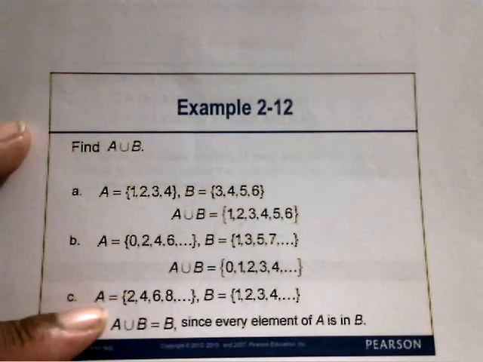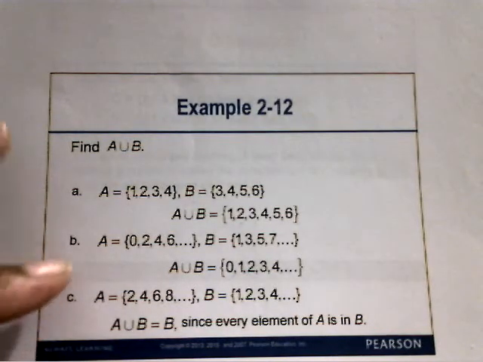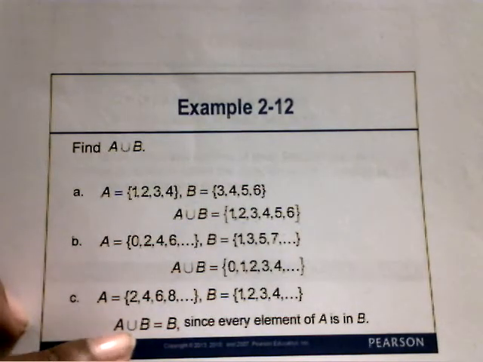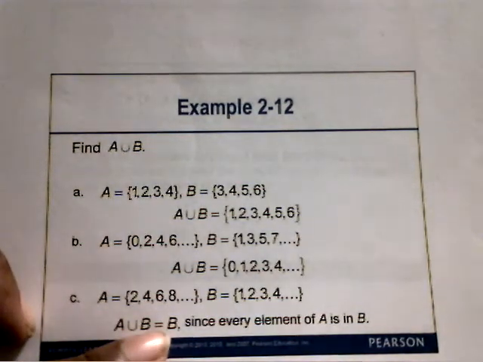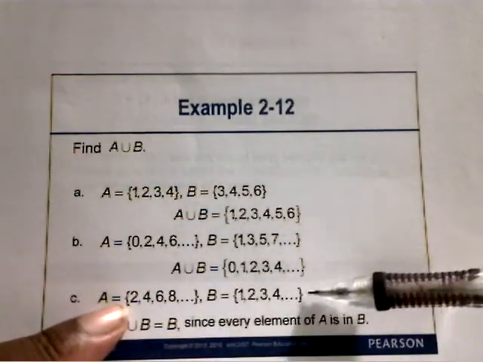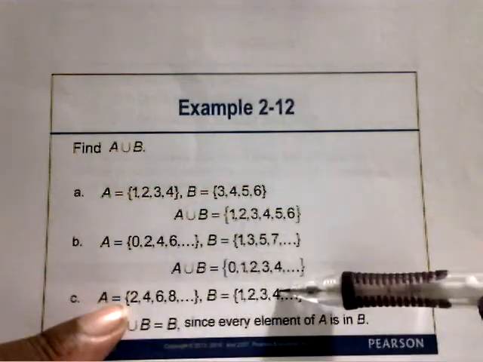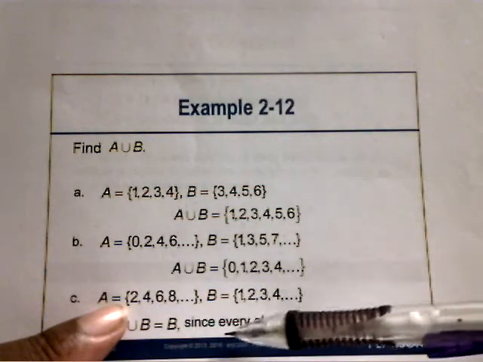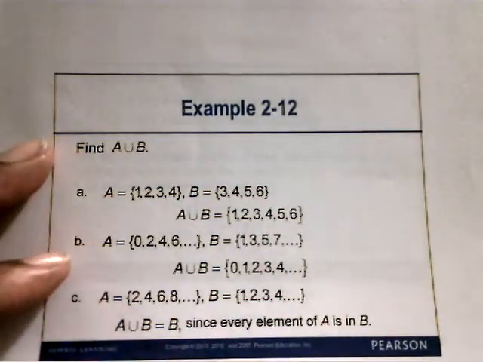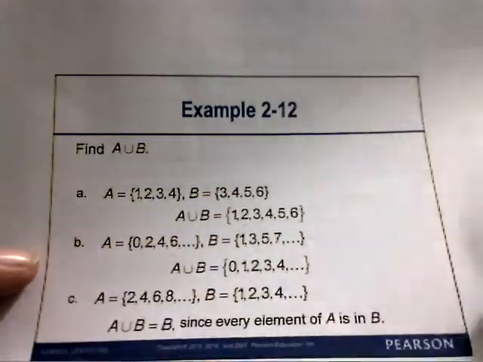And part C, A has the elements 2, 4, 6, 8, and so on. B has the elements 1, 2, 3, 4, and so on. Now the union of A and B would just simply be B, because set A just has a set of even numbers. B has a set of natural numbers. Your even numbers are in the natural numbers. That means every element of A is in B, so the union of A and B would just simply be B in this particular situation.